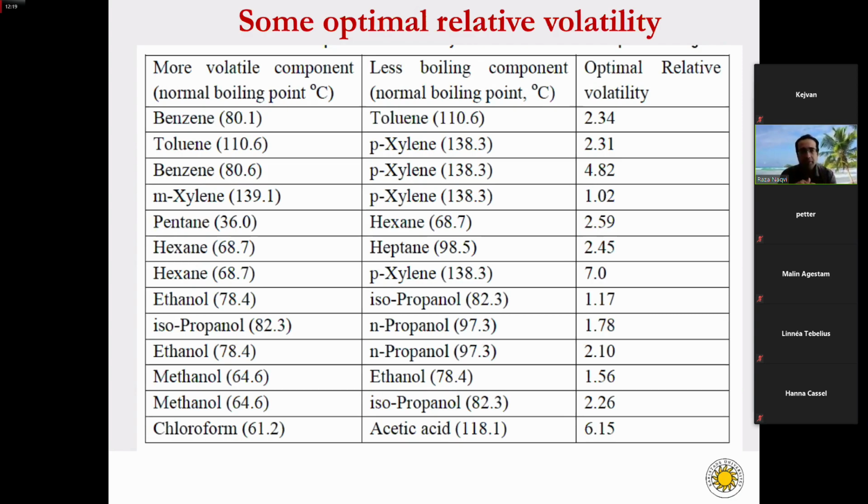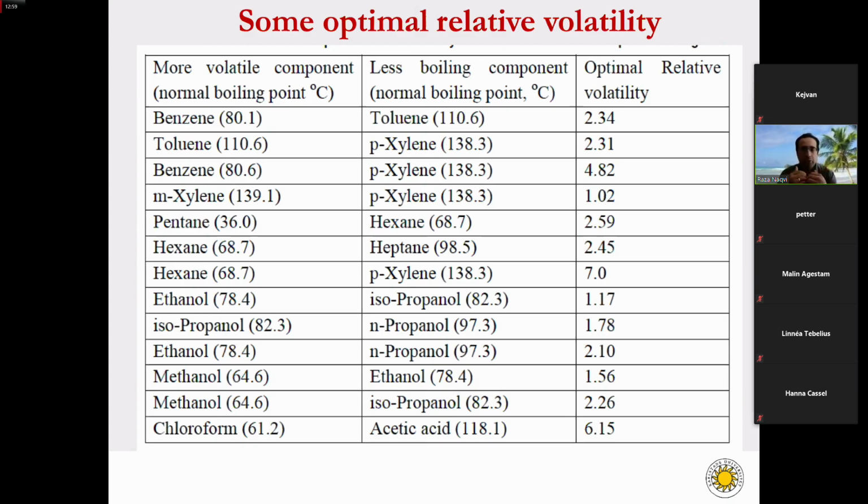But if you take an example of M-xylene with P-xylene, M-xylene has a boiling point of 139 degrees C, and P-xylene has a boiling point of 138 degrees C. So the temperature difference is not that big. They are very close to each other, just a difference of 0.8 degrees C. And they have a quite similar volatility. So their relative volatility is around 1.02. So it means if we have a mixture of M-xylene and P-xylene, it will be very difficult to separate them using simple distillation.